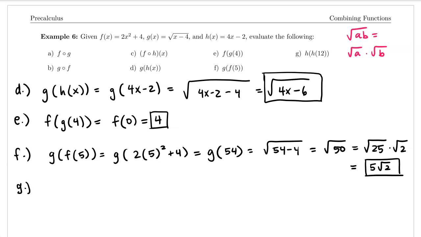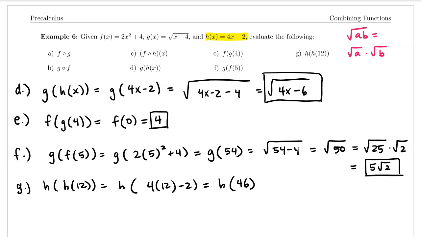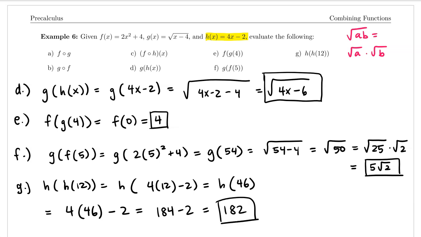And for part G, we have h of 12. So I want to plug 12 into my h function. If we do that, we get 4 times 12 minus 2. 4 times 12 is 48, and then 48 minus 2 is 46. So now we're evaluating h of 46. Then we get 4 times 46 minus 2, which becomes 184 minus 2. So our final answer for this one would be 182. That completes example 6 for us.